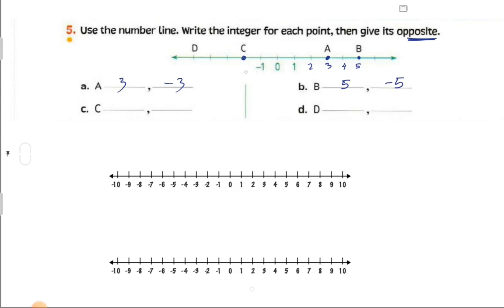C. What's before negative 1? Negative 2. So C is negative 2. What's the opposite? Just 2. D. Negative 1, negative 2, negative 3, negative 4, negative 5. So D is negative 5 and its opposite is 5.